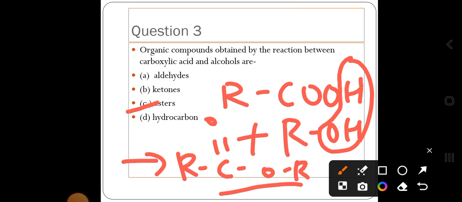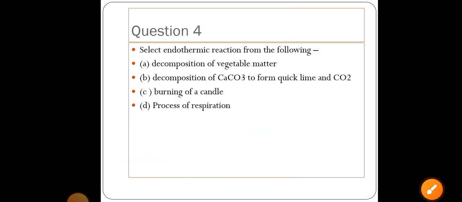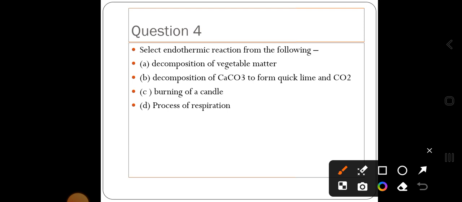So this is again from Chapter 4, Carbon and its Compounds. So let's go ahead with the next question. Select the endothermic reaction from the following. Whenever a chemical reaction absorbs energy to give rise to the products, we call it an endothermic reaction. An exothermic reaction is one wherein energy is liberated. Now they're asking about endothermic, wherein energy is absorbed.